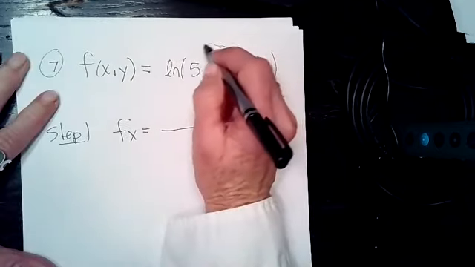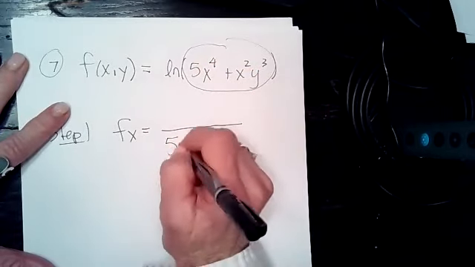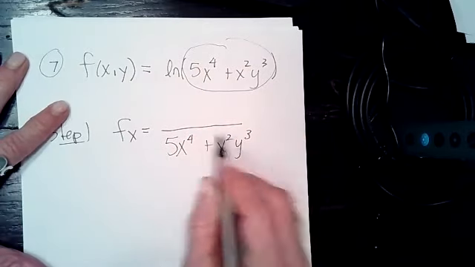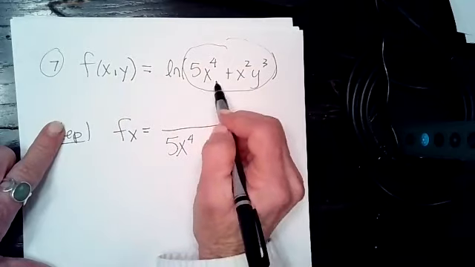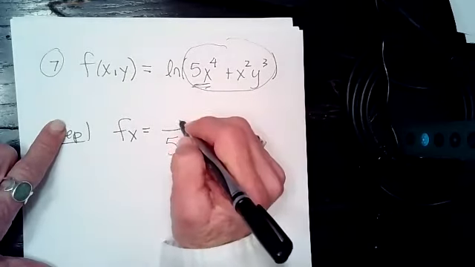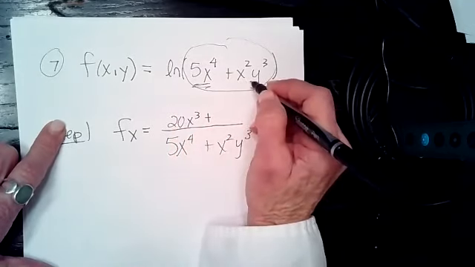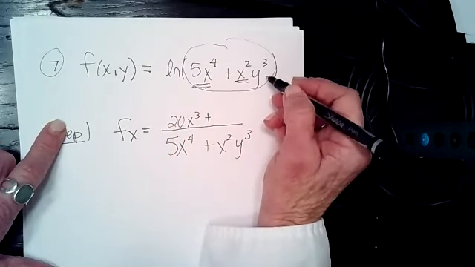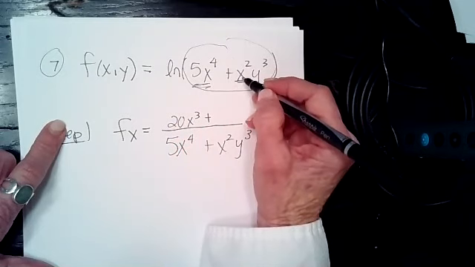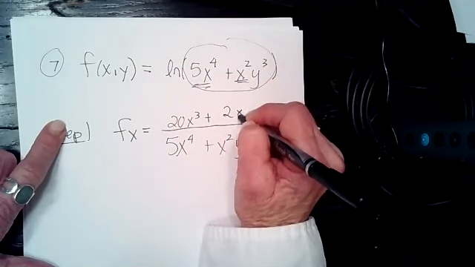So it's just the derivative of this with respect to x over this. So I'm going to go ahead and put this on the bottom because it remains the same. It's the derivative with respect to x. So the derivative of 5x to the fourth, that's just normal. It's 20x cubed plus, but here you have an x squared times a y cubed term. So to take the derivative with respect to x, it's the derivative of the x term times the y term.